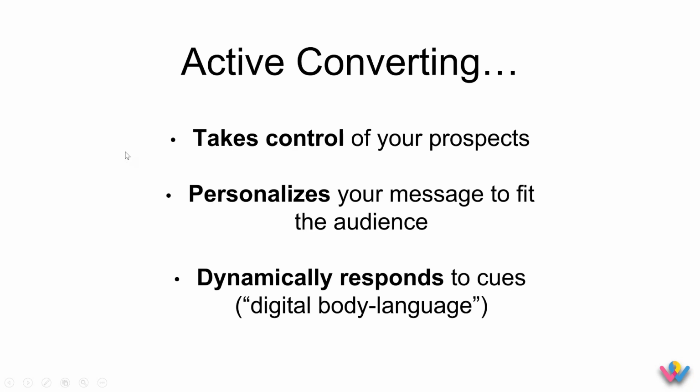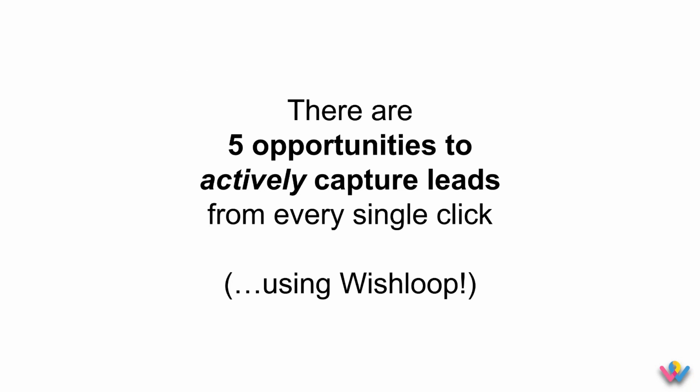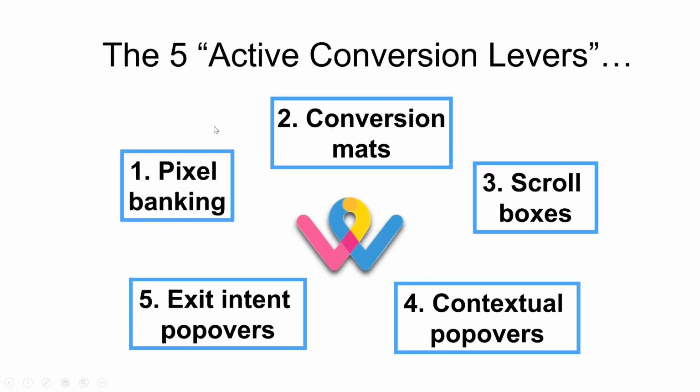Active converting, what does it mean? It means taking control of your prospects, personalizing your message to fit your audience, and dynamically responding to cues, aka digital body language. So there are 5 opportunities to actively convert leads from every single click using Wishloop. And so this is what we're going to be talking about. So number 1 is pixel banking.